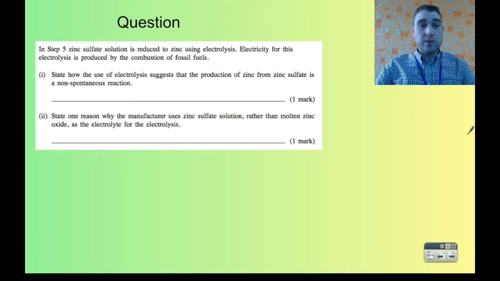Part 2 says, state one reason why the manufacturer uses zinc sulfate solution rather than molten zinc oxide as the electrolyte for electrolysis. By using zinc sulfate solution, you don't need as much energy. If you used a zinc oxide melt, you would have to heat up the zinc oxide salt to a ridiculously high temperature before it's melted, and that would require a lot of energy and therefore cost to the manufacturer. By using a zinc sulfate solution, you don't need as much energy because it's a solution. So the zinc and sulfate ions are already present. You don't need to heat it up to break it up. So it uses less energy, which is cheaper for the manufacturer.